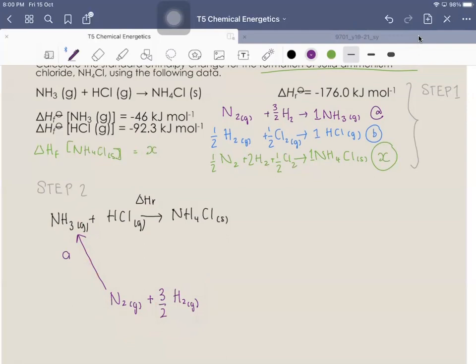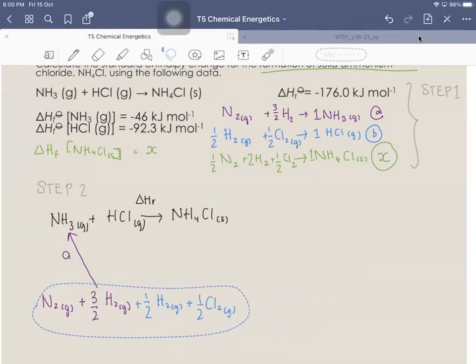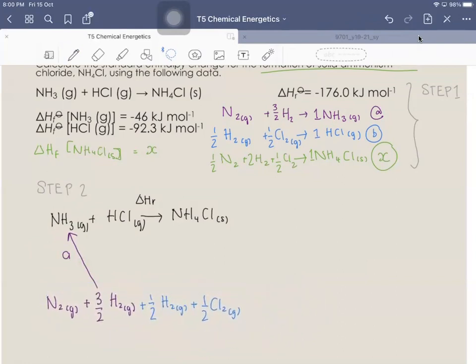Next, B: I need half hydrogen. So I'm going to use B plus half hydrogen gas plus half Cl2 gas. I should have moved this so that it doesn't look funny later on. Okay, just to make it in the middle. So equation B says that half hydrogen gas reacts with half chlorine gas to form 1 mole of hydrogen chloride gas, and that is equation B, right?